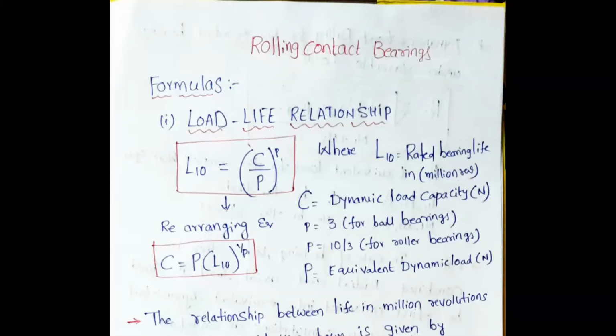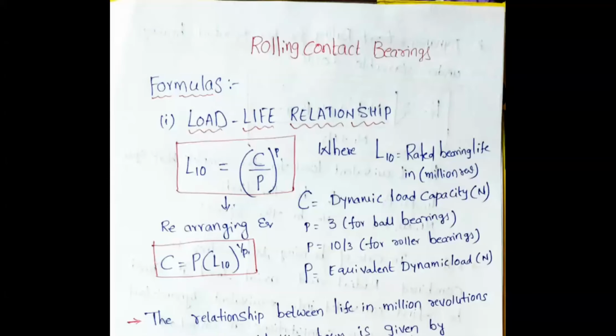First you have to understand the relations. That is very, very important. Right, first one, load life relationship. In the load life relationship, the notations differ from textbook to textbook, but the actual relationship is the same. So L10 equals (C by P) whole power p. Here there are two P's. In the denominator you have capital P, and in the power you have a small p. Otherwise you can take any other notation, no problem.